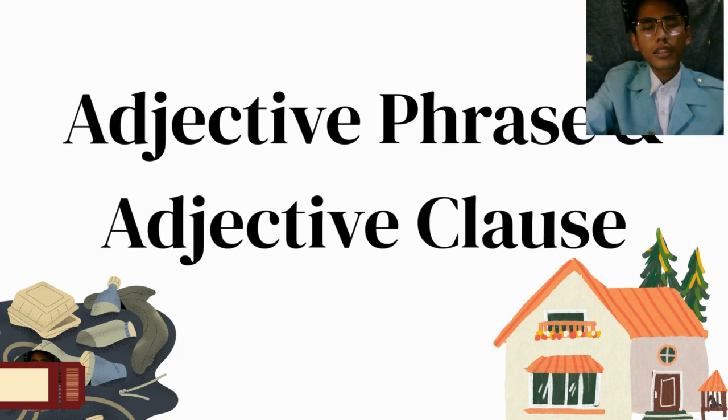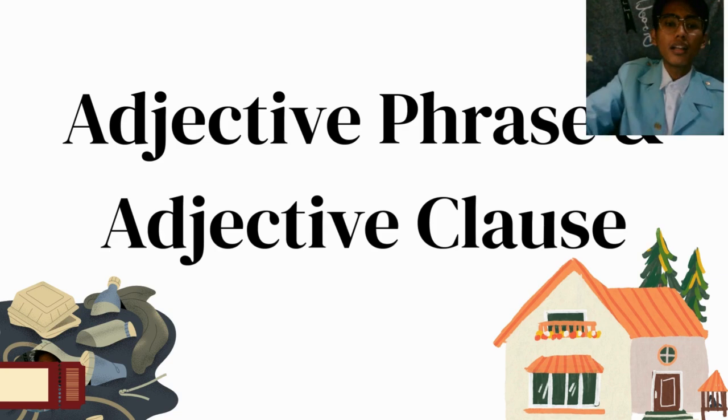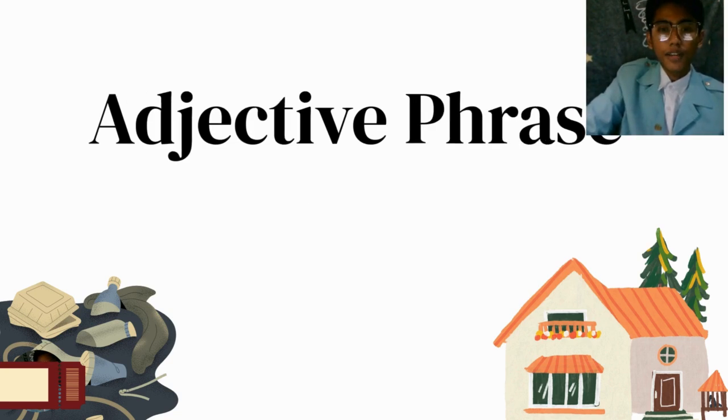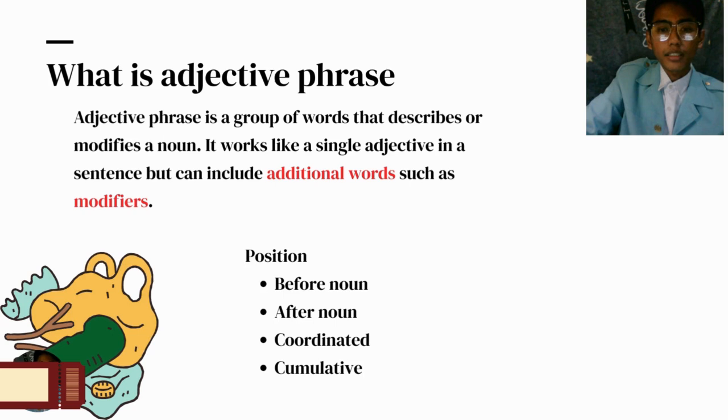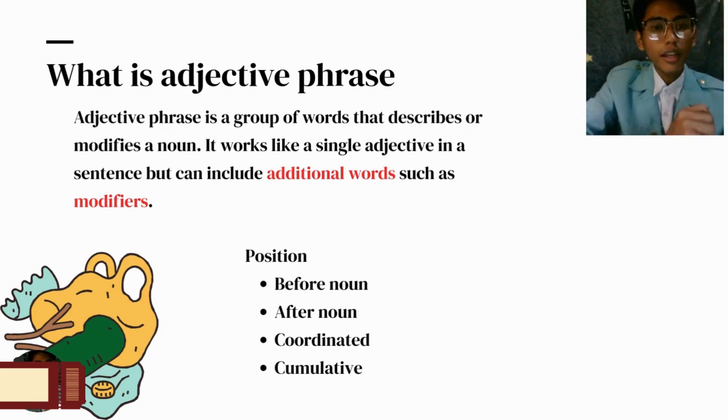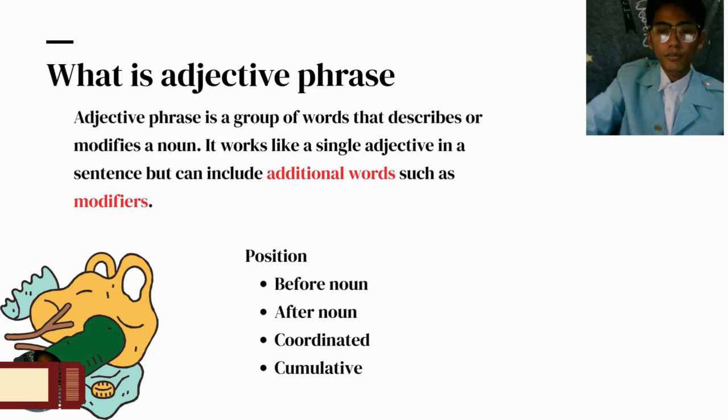But do you guys know that we can make an adjective become longer? It could be a phrase and it also could be a clause. Let's start with adjective phrase first. As you can see, this is a phrase, but it contains an adjective as the head. Now, an adjective phrase is a group of words that describes or modifies a noun. It works like a single adjective in a sentence, but it can include additional words such as modifiers. The position of an adjective phrase could be before the noun, after the noun, coordinated or cumulative.